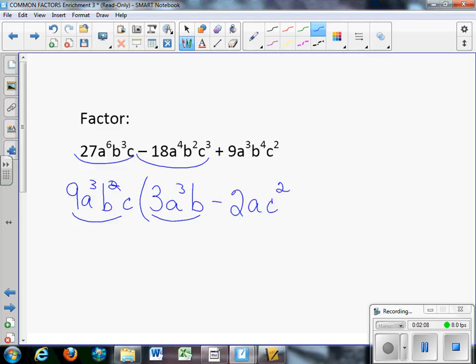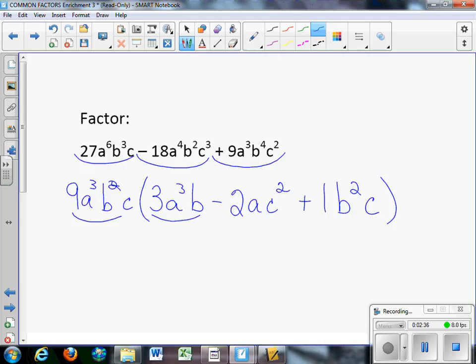Then the last term, if I factor 9a cubed b squared c out of that one, 9 divided by 9 is just 1. Now you can write the 1 here, you don't have to, but if you want to, just make sure you don't lose the place of it. A cubed divided by a cubed leaves me with no a's. B to the 4th divided by b squared gives me b squared. And then c squared divided by c leaves me with c.